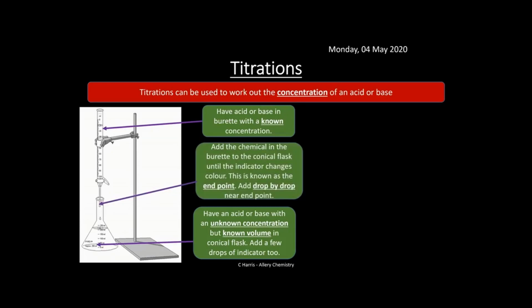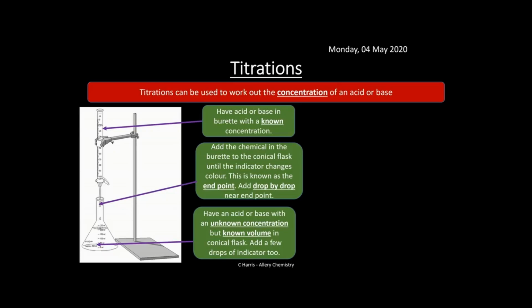And then what we do, we add the chemical in the burette into the conical flask until we get a change in the colour of the indicator. And this is known as the endpoint. This is the point where you stop titrating and you measure how much of the substance you've added. And we add it drop by drop near the endpoint.